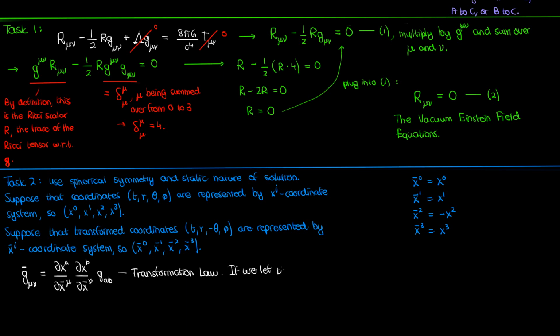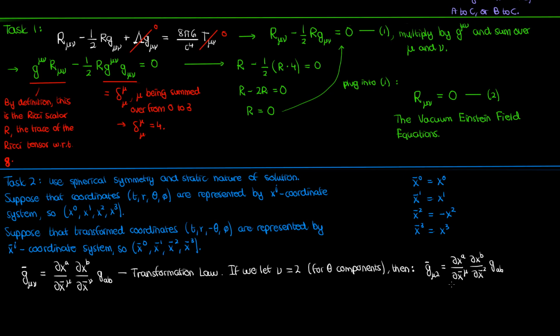Now, if we consider the mu comma 2 component of the transformed metric tensor, where mu is a free index but the 2 is a fixed index representing the theta component, this is what our transformation law becomes, where I just substituted nu as 2.